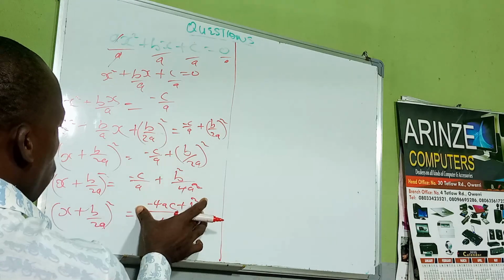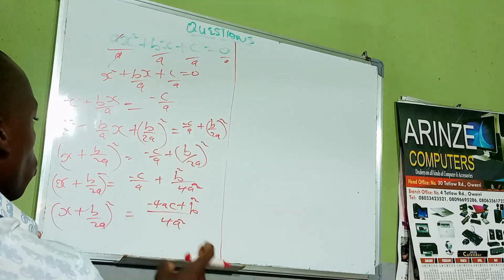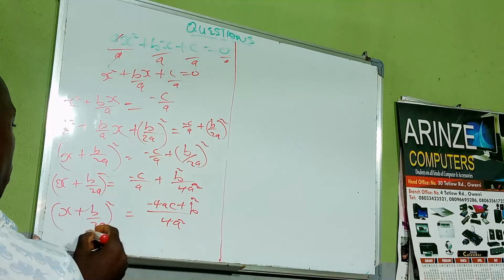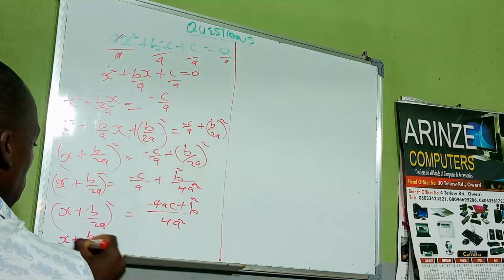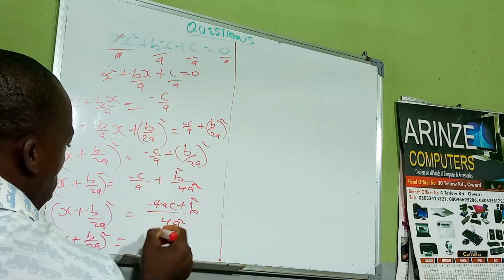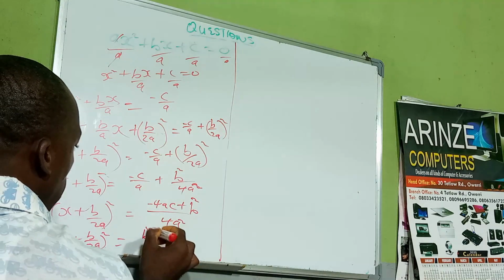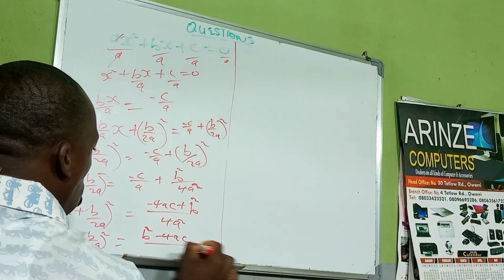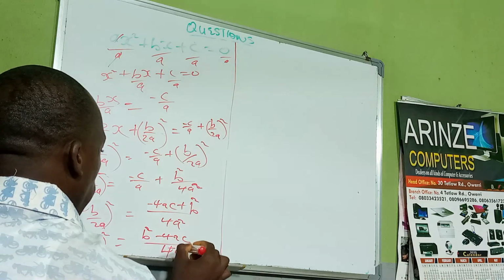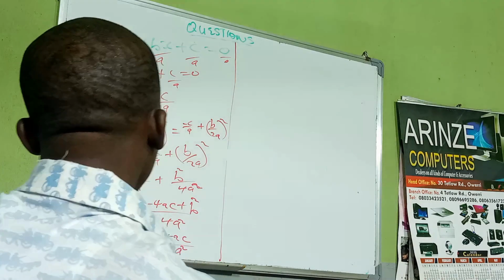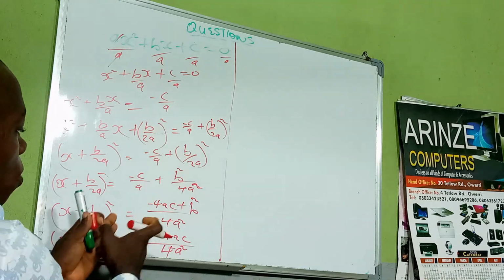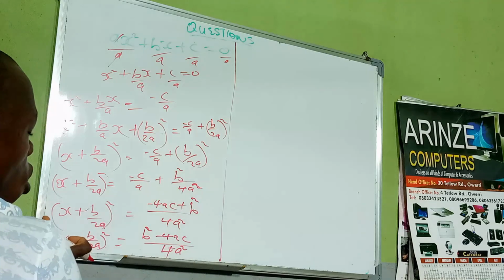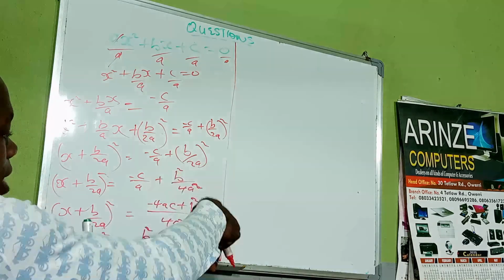Now what next we'll do here, let us rearrange this so that we don't get confused. So if we rearrange, we'll have something like this: x plus b over 2a squared is equal to b squared minus 4ac all over 4a squared. Then if we continue from there, the next thing we'll do is either we find the square root of both sides, or we take this square to the other side to form a square root.